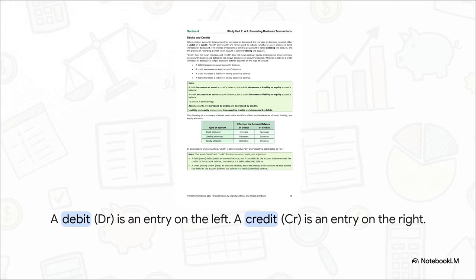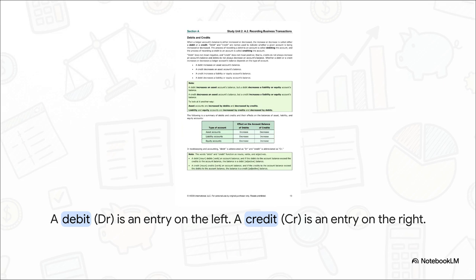To record things, we use a system of debits and credits. Okay, deep breath. I want you to forget whatever you think these words mean. Forget good and bad or plus and minus. In the world of accounting, debit simply means left and credit simply means right. That is it. Left side of an account, right side of an account.